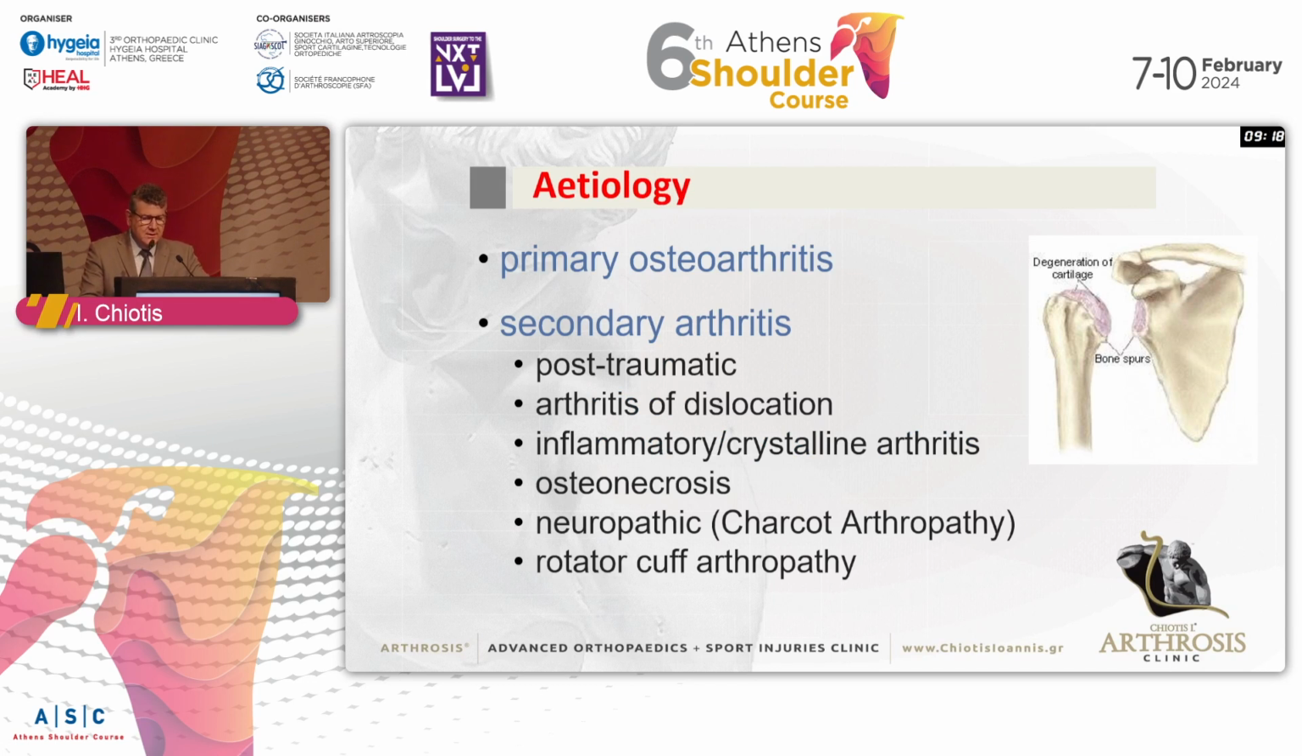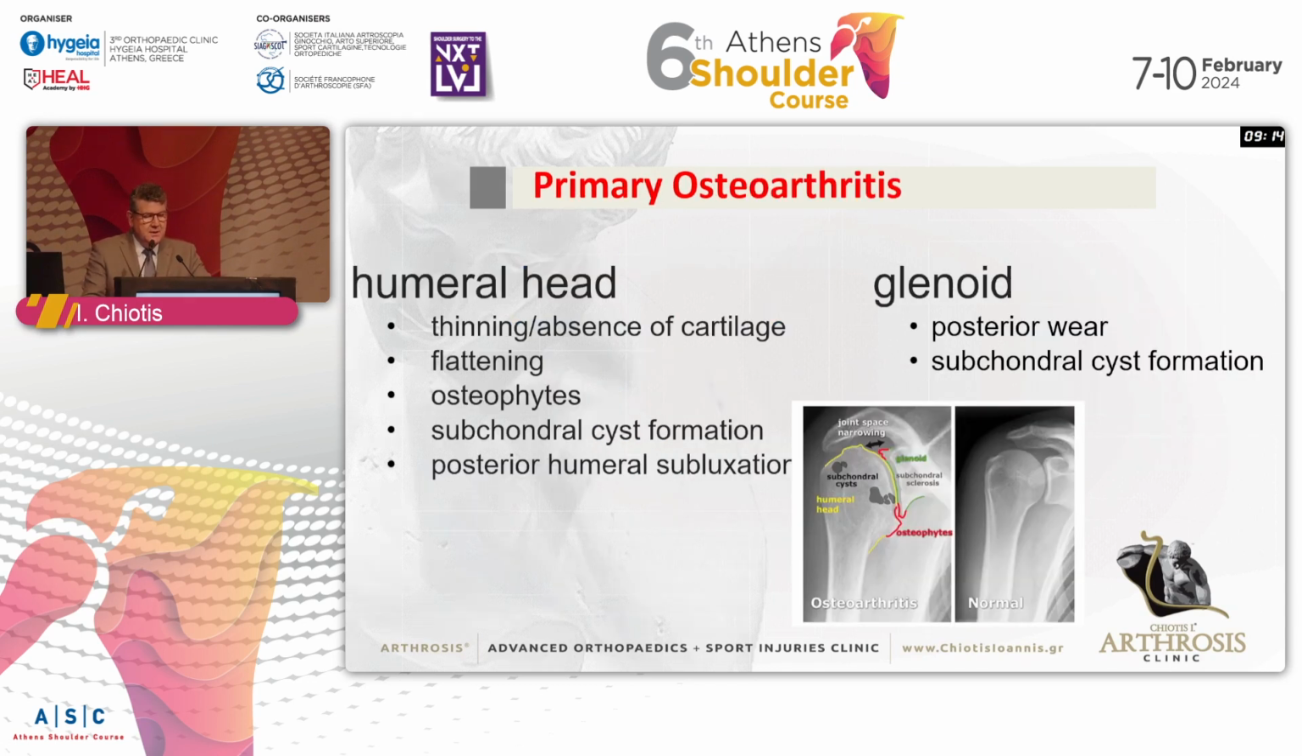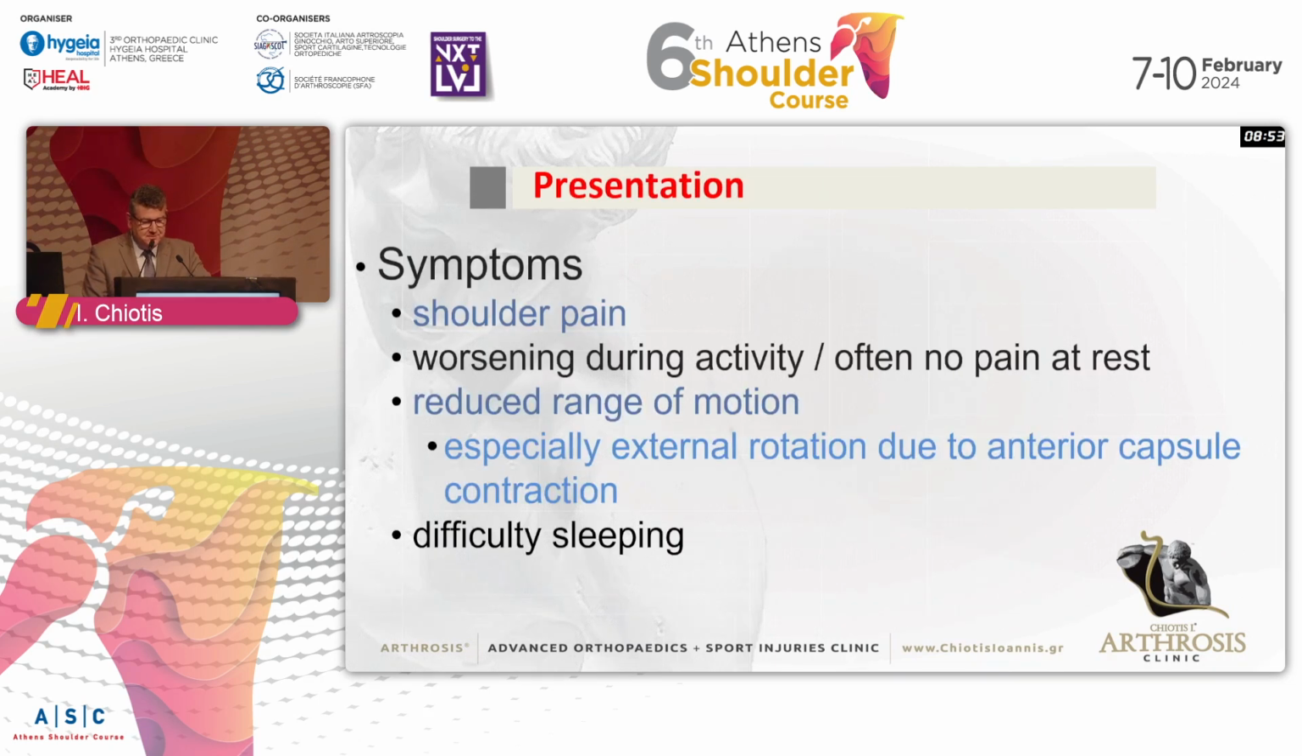We can categorize it into primary and secondary arthritis. Primary osteoarthritis causes degenerative damage, thickening or absence of the cartilage, flattening, osteophytes, chondral cyst formation, posterior humeral subluxation, and posterior part of the glenoid wear, with subchondral cyst formation.